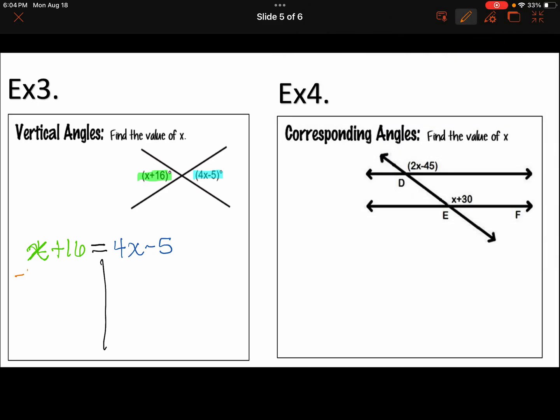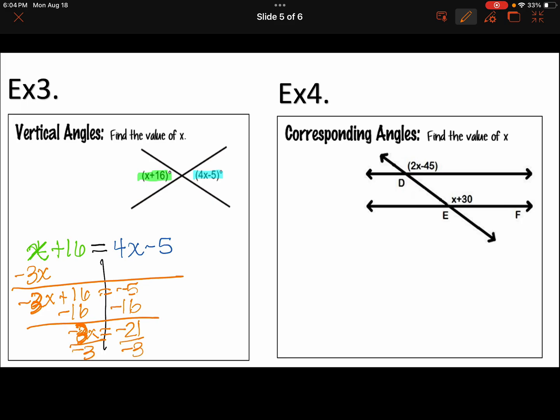So I will subtract 3x. That gives me -2x plus 16 equals -5. Subtract 16. So then -2x equals... -3x. Copy your handwriting, Mrs. Stroll. -3x equals -21. Divide by -3. So I get x is 7. And again, it just says find the value of x. If I wanted to know how big the angle was, then I could just go ahead and plug the 7 in.